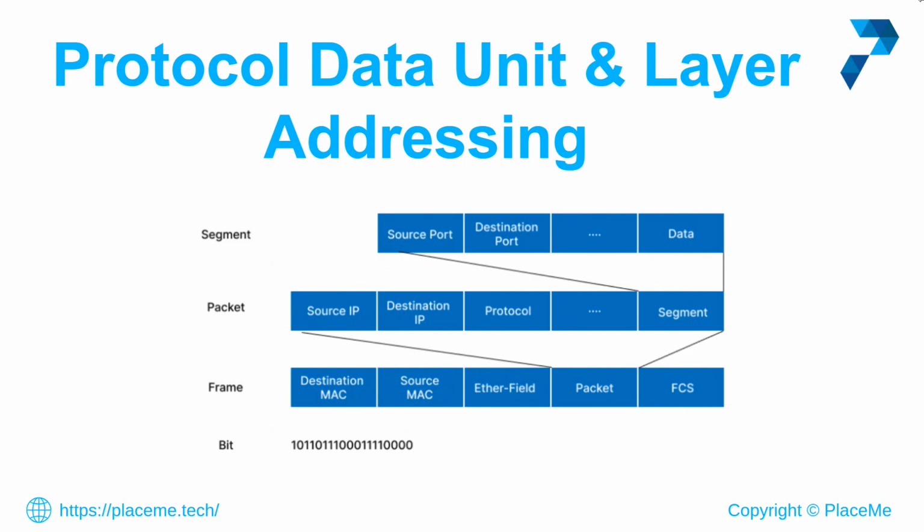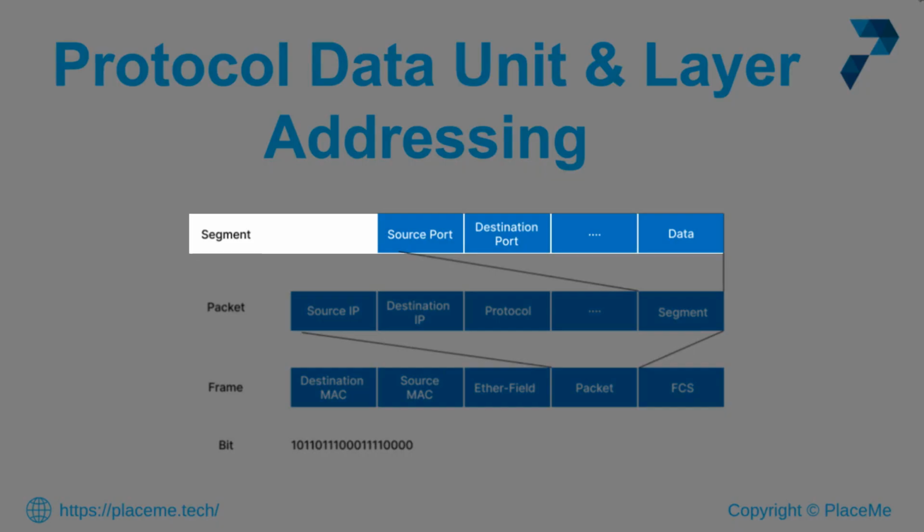Let's look into protocol data unit and layer addressing. Segment section. Data moves through different layers of the OSI model. At the transport layer, data is divided into segments. Each segment contains a source port and a destination port, which help identify the sending and receiving applications.